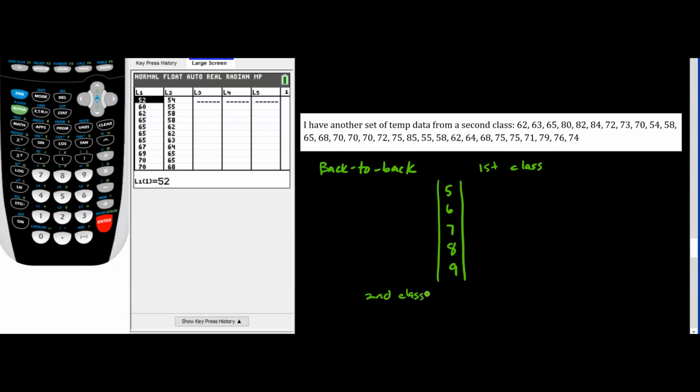So once again, we had 52 for the first class, and for the second class, we have several values in the 50s. We had 54, 55, 58, and 58. Now watch how I enter in the 4, 5, and 8, 8. I actually put it in like this, where it's 4, 5, 8, 8.